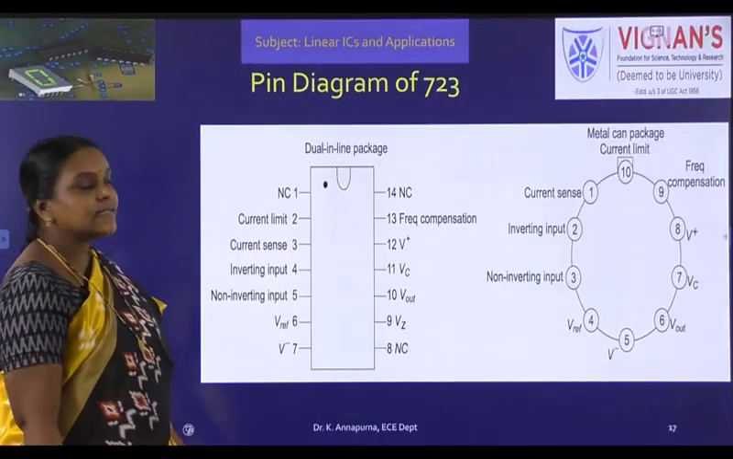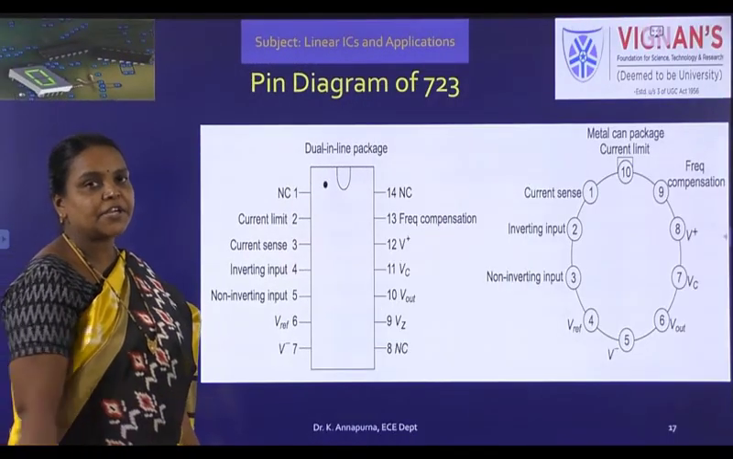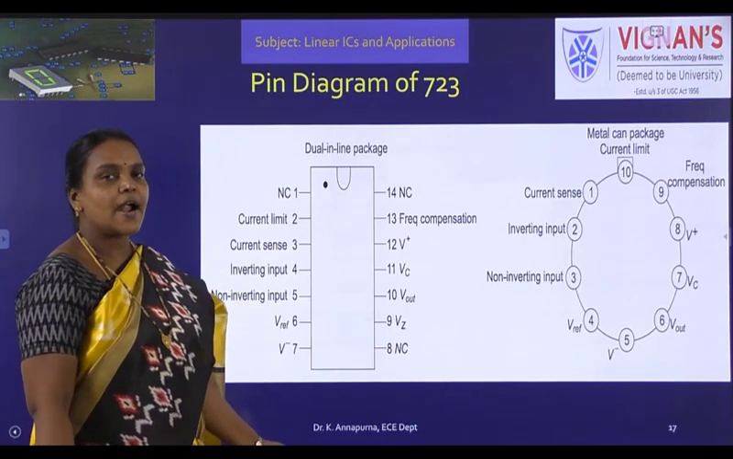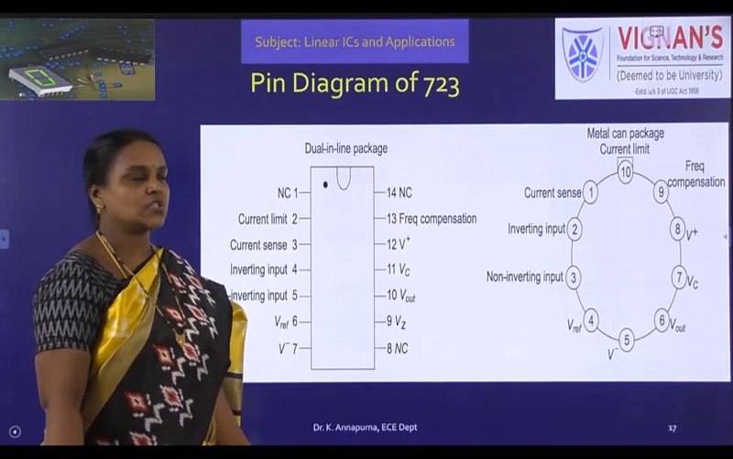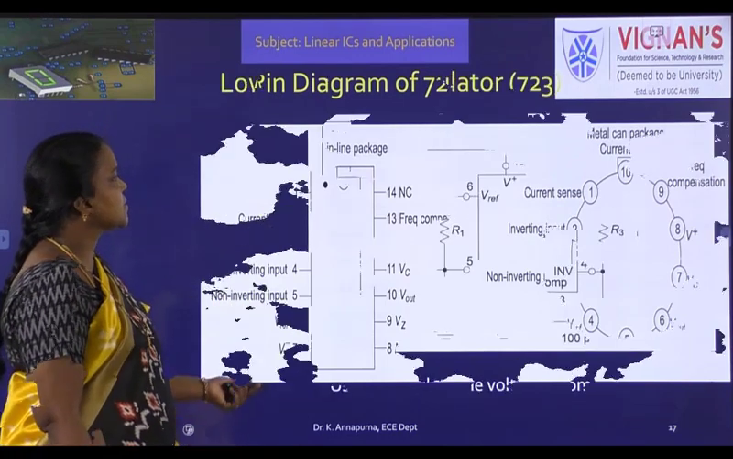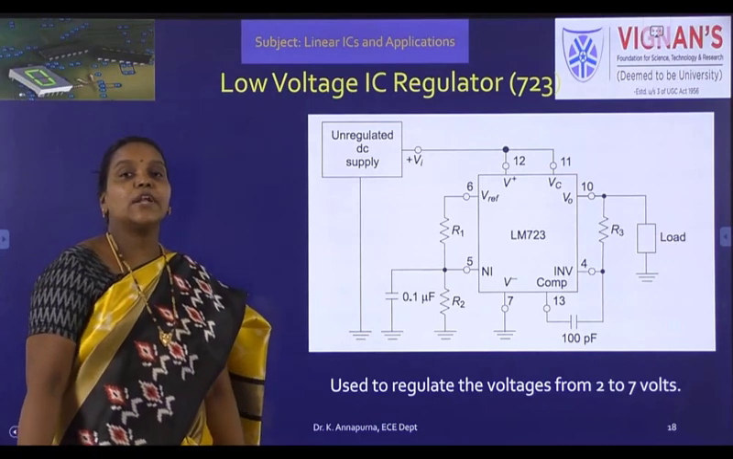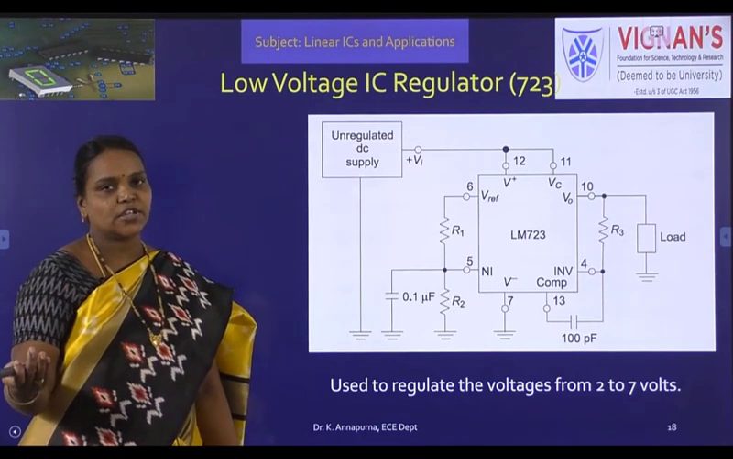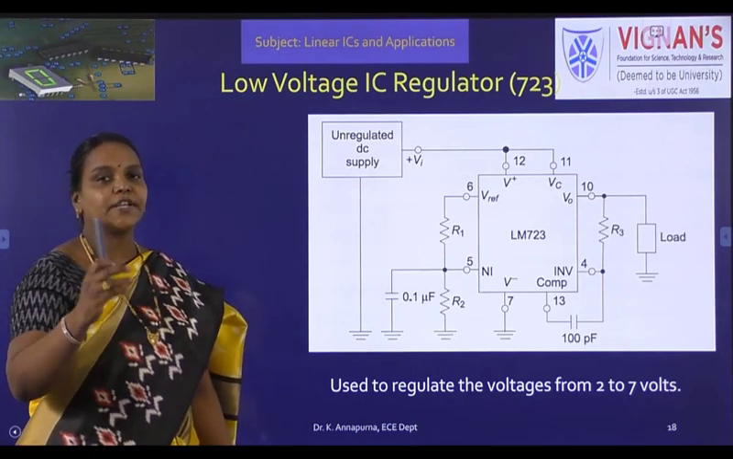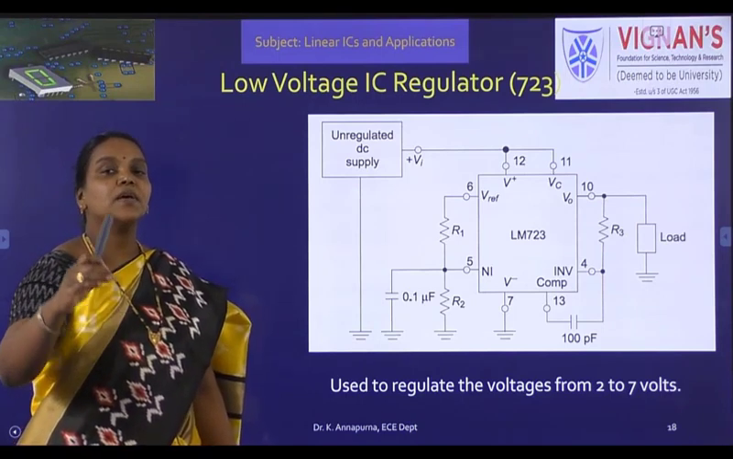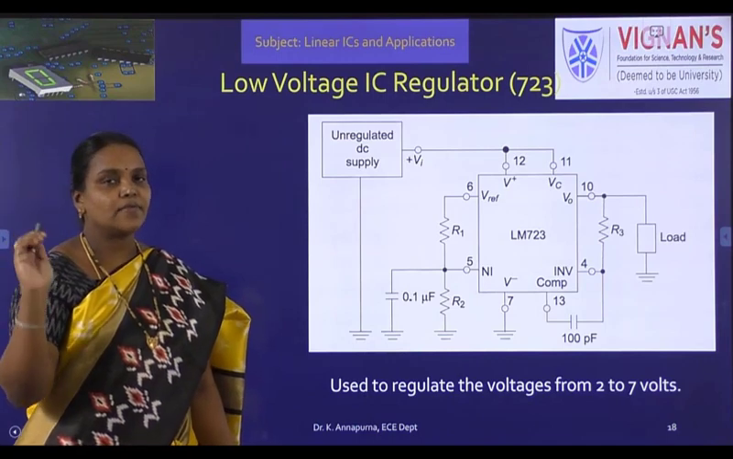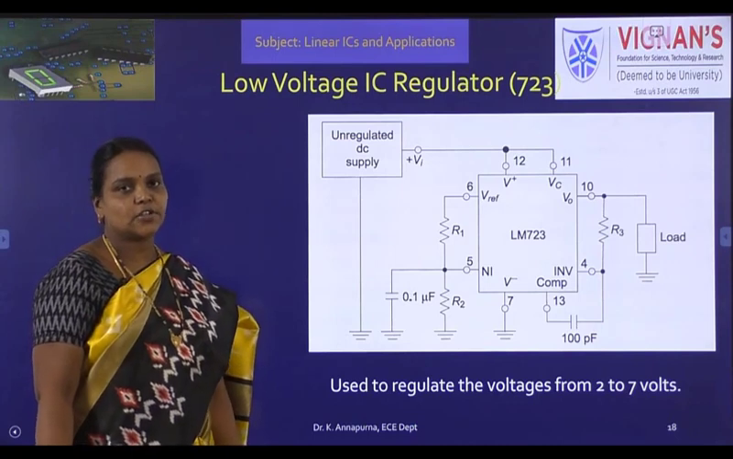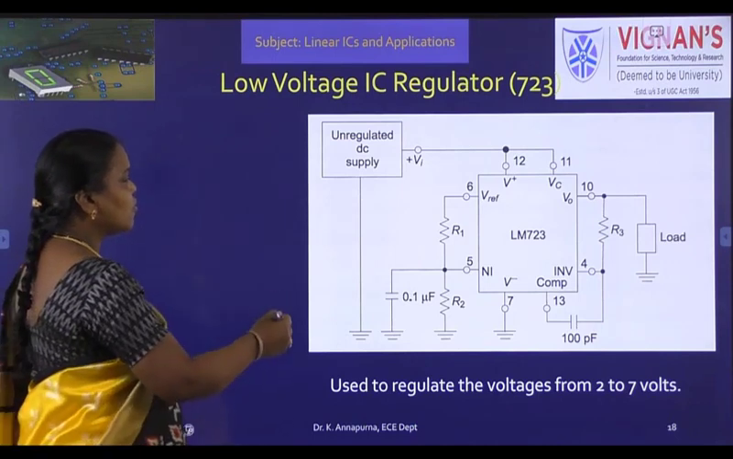Okay, and this 723 general purpose regulator is available in two packages: dual inline package with 14 pins and metal can package with 10 pins. Okay, these are the pin numbers. And this 723 regulator can be used as a low voltage regulator as well as a high voltage regulator. For low voltage regulator, the connections will be slightly different from the regulator for high voltage. Okay, so these are the connections for low voltage regulator.